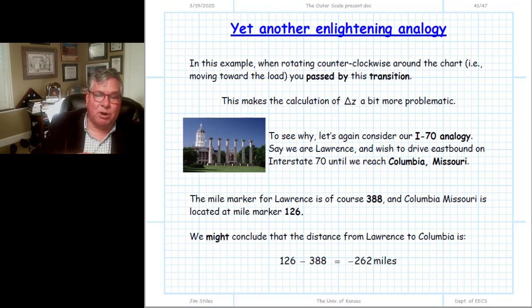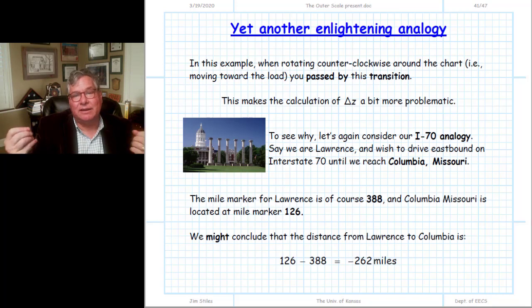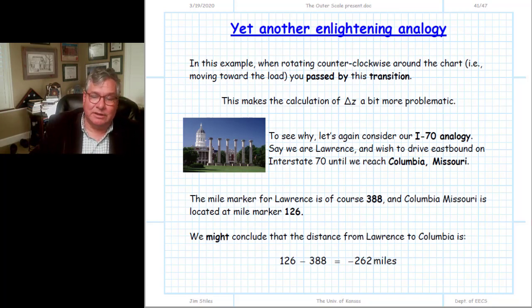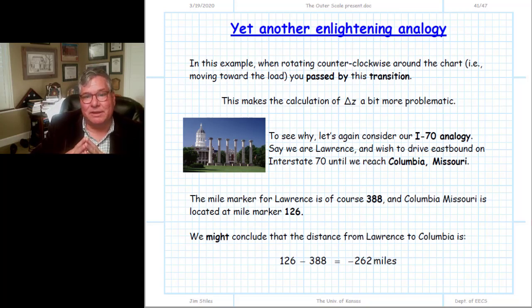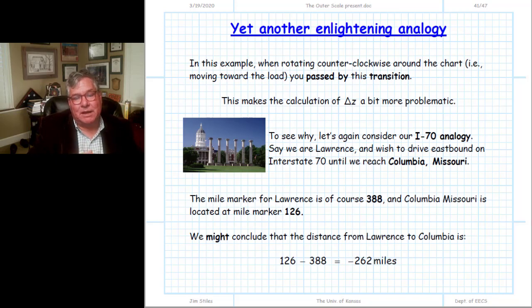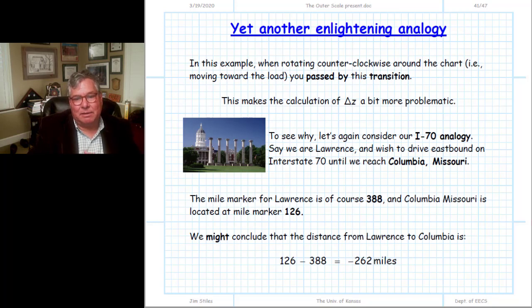So to demonstrate the problem, we'll again use an analogy, and it's a simple one that you'll understand. Again, what I'm trying to show is that the problem we're encountering here on our Smith chart is no different from this analogy, and just as simple to fix. So let's say we have a situation where we look down I-70 toward the east, at Columbia, Missouri.